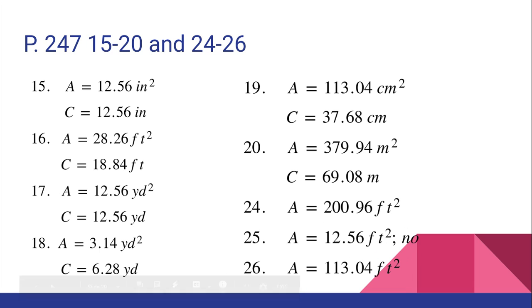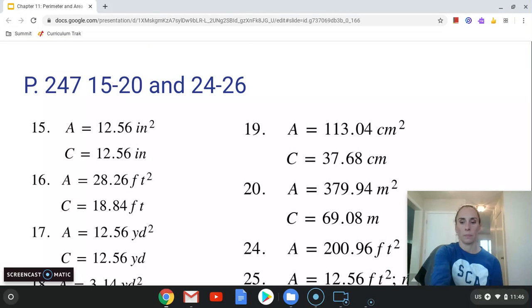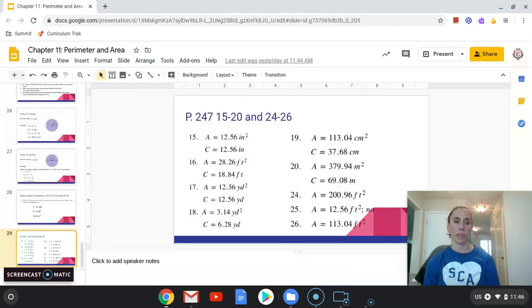And then on the last one, we have a circular sandbox, and the radius is 6 feet, so they want to know the area. So we're going to do radius squared. 6 times 6 is 36, and 36 times 3.14 is 113.04 feet squared.